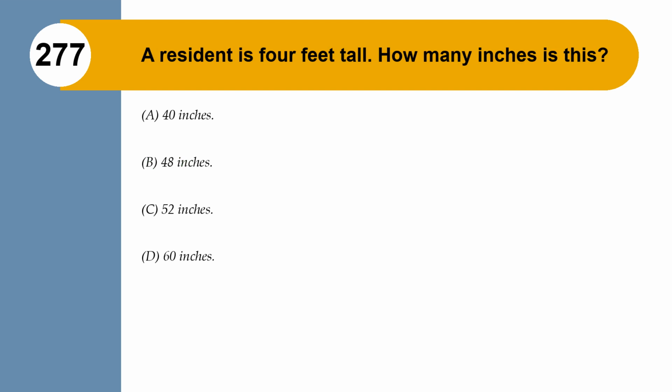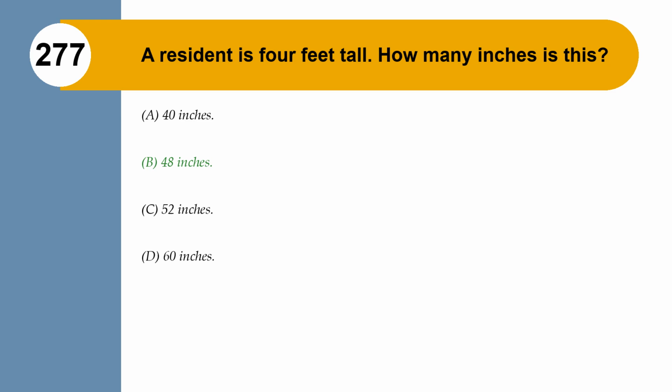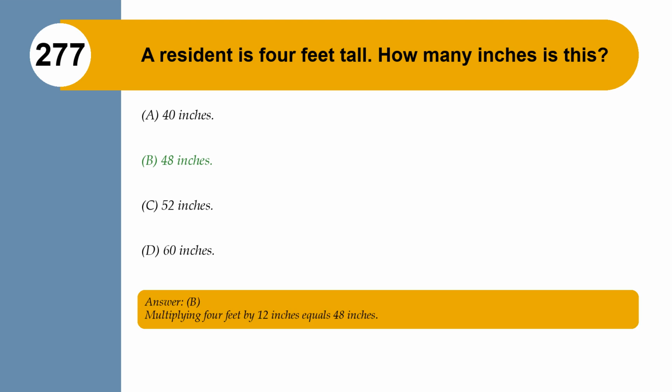Question 277. A resident is 4 feet tall. How many inches is this? Option A, 40 inches. Option B, 48 inches. Option C, 52 inches. Option D, 60 inches. The correct answer is option B, 48 inches. Explanation: multiplying 4 feet by 12 inches equals 48 inches.